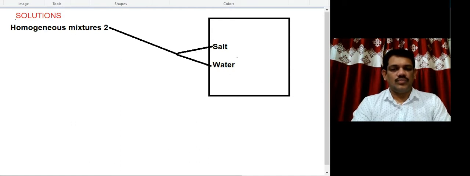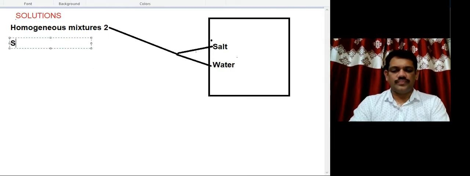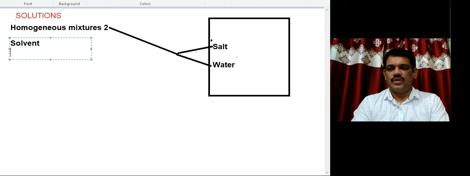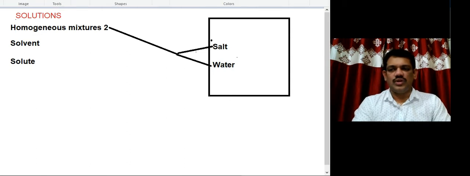What if more components are present, and I also added sugar and some other compound? In that case it is not binary. If it only has two components, we call it a binary solution. So friends, the two components present in this solution are the solvent and the solute.